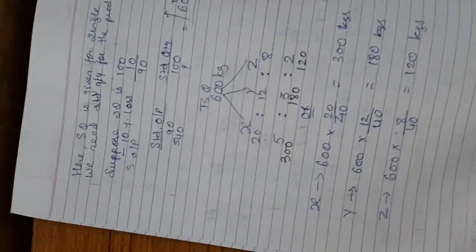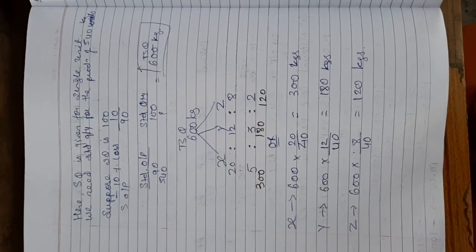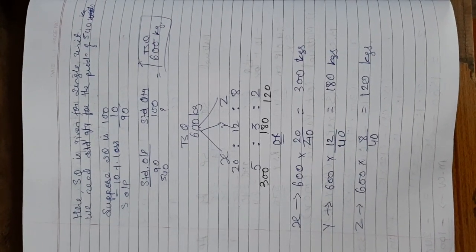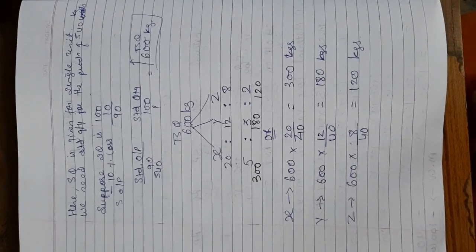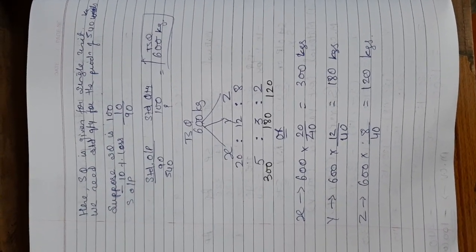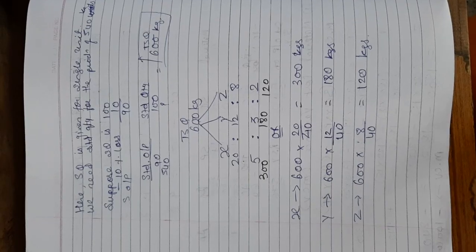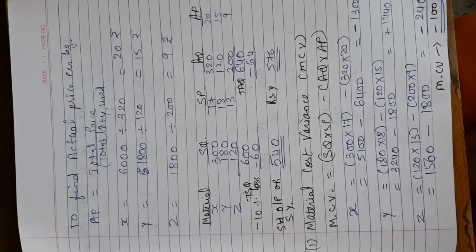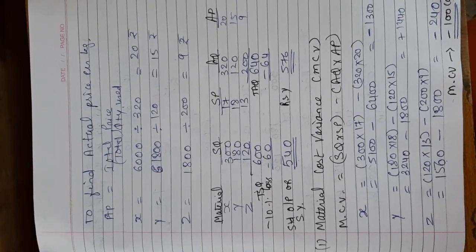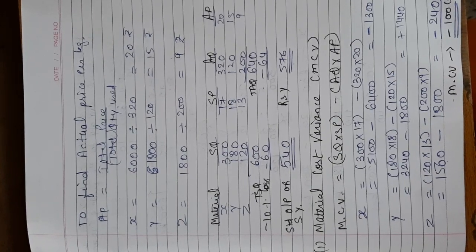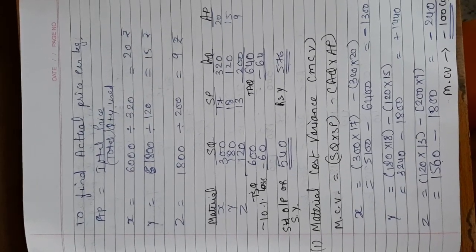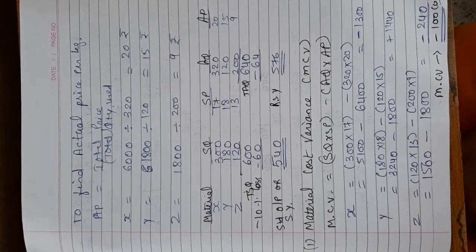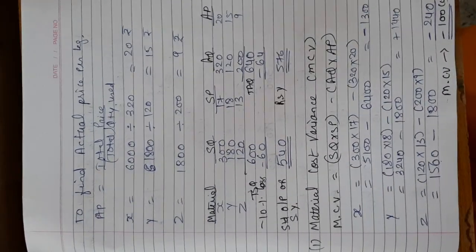Moving further with the solution, firstly we calculated the total standard quantity and distributed that among X, Y and Z as per their ratio. So we got our standard quantity, that is 300, 180 and 120. Moving further with the calculation of actual price, which is not given in the example directly, we used the formula total price divided by quantity. So we get our actual price, that is 20, 15 and 9. Then we prepared our important table along with the standard yield and revised standard yield.